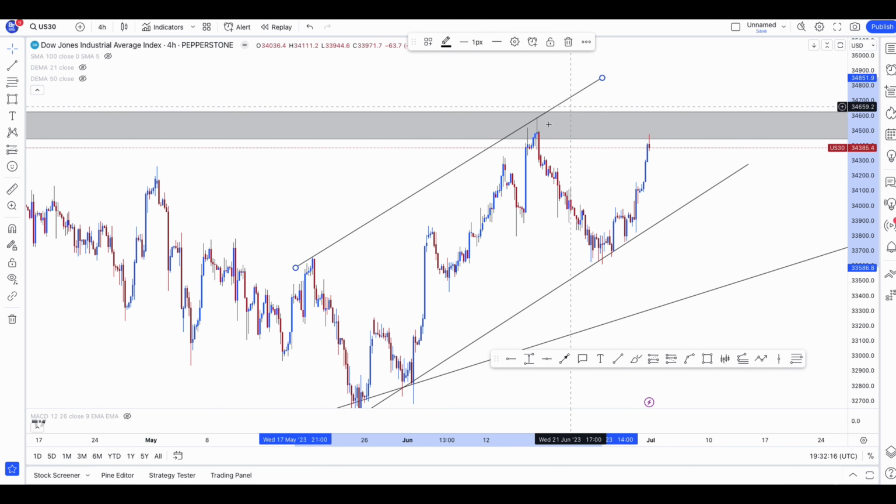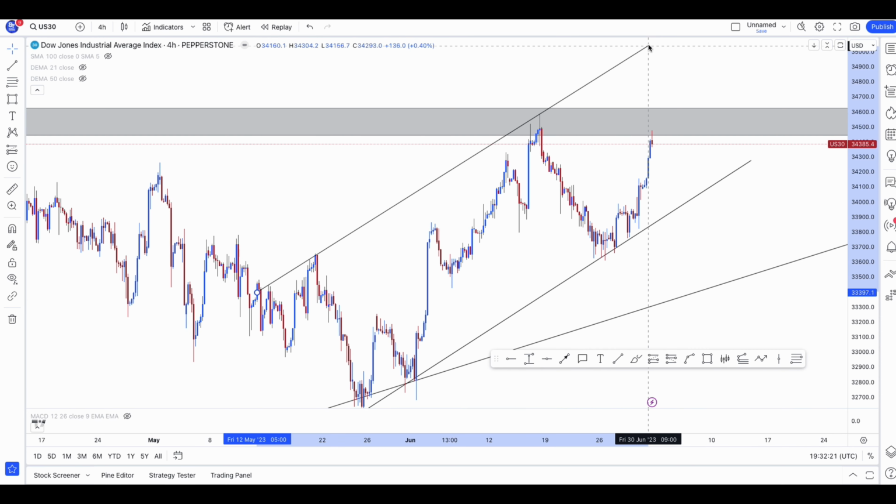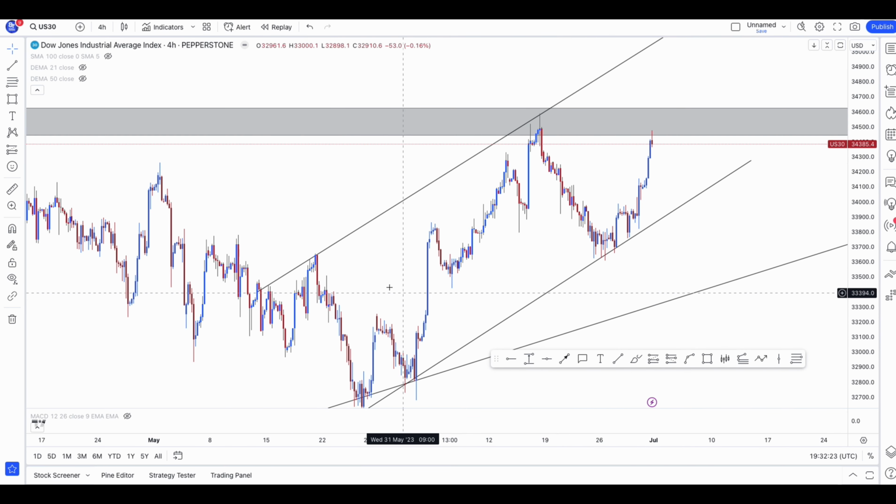Then you can see we have a nice channel, an uptrend. This one is a clear uptrend because you can see the market creates higher highs and higher lows. So in this case, obviously, an uptrend means we are buying.